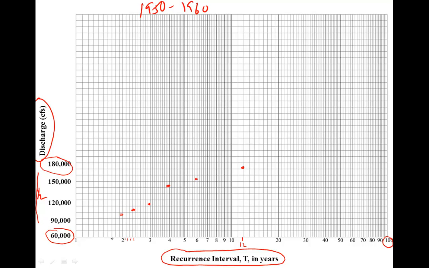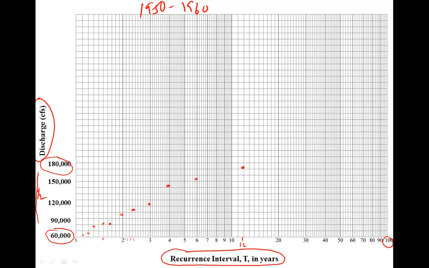Recurrence interval 1.7 years, discharge 82,000 CFS. Recurrence interval 1.5, that's 1.5. Its discharge is 80,000 CFS. Recurrence interval 1.3, discharge 77,000 CFS. Recurrence interval 1.2, discharge 63,000 CFS. Recurrence interval 1.1, discharge 62,000 CFS.